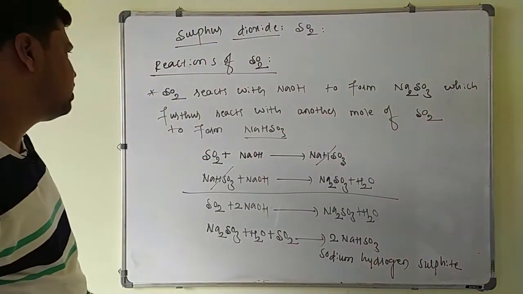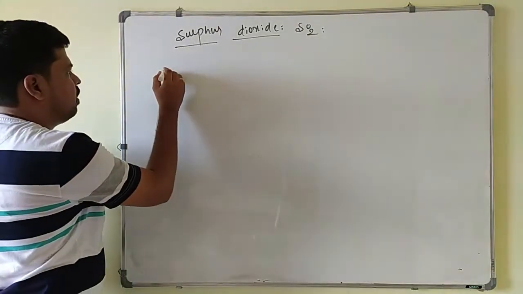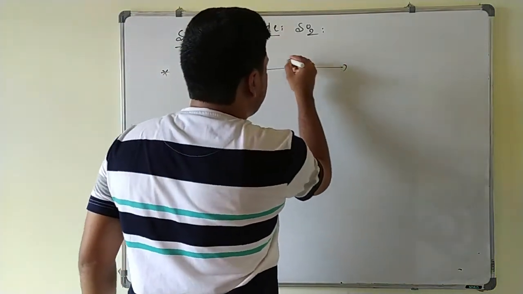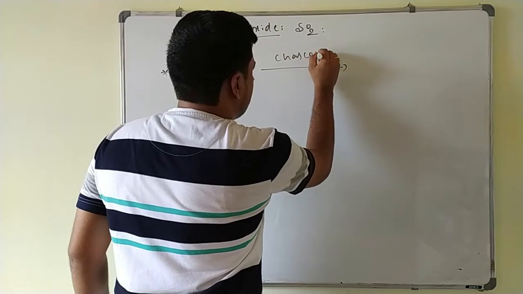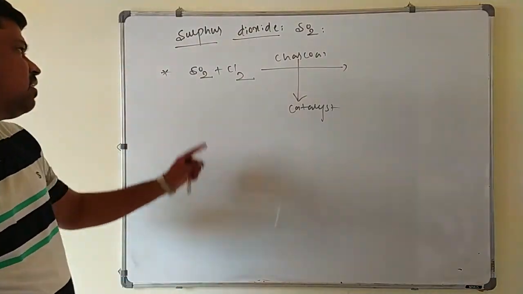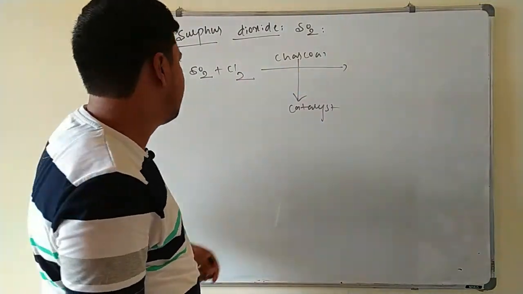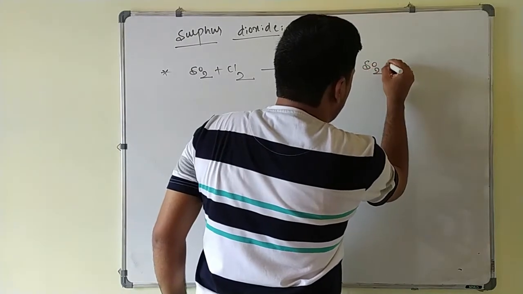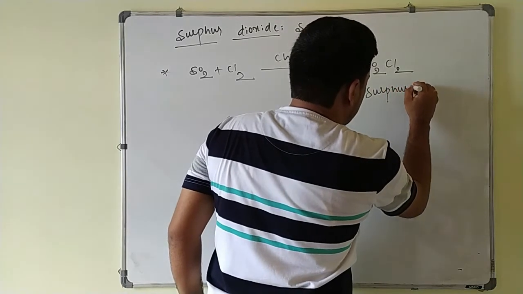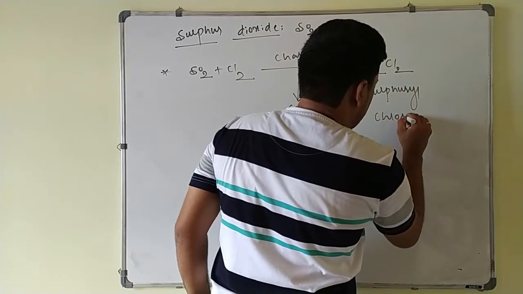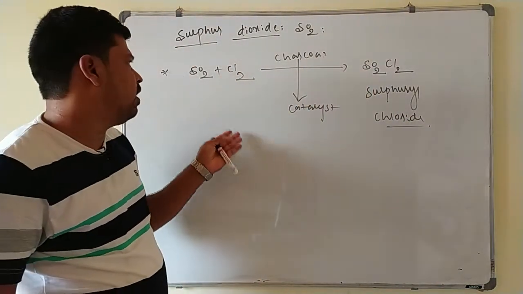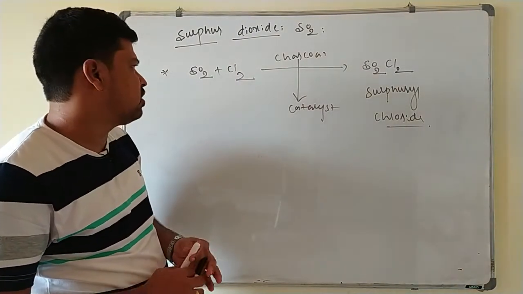Okay, next important reaction is next one. This SO2 reacts with chlorine in presence of charcoal. This charcoal here it acts as catalyst. Charcoal is acting as what? Catalyst. SO2 reacts with Cl2 in presence of charcoal as the catalyst to give SO2Cl2. This is called as sulfuryl chloride. This is what the reactions of SO2 with NaOH, water with chlorine, and its catalytic oxidation.